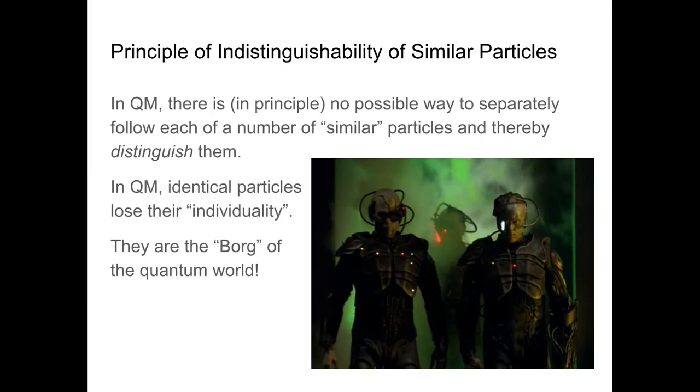Okay, so in quantum mechanics, what we're saying is that in principle, there's no possible way to separately follow each of these similar particles, right? And there's no way that we can distinguish them. So in contrast to classical particles, which I said basically keep their individuality, in quantum mechanics, identical particles kind of lose their individuality, right? So we can't really pick out and follow one particular particle. They all just get lumped into this kind of conglomerate of a state, right? So these particles are losing their individuality.